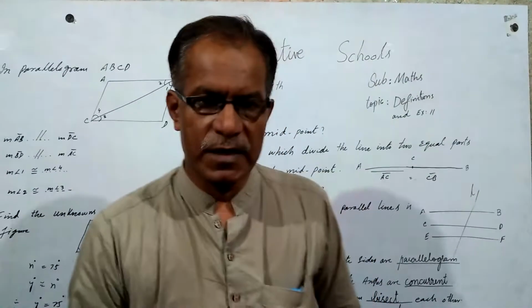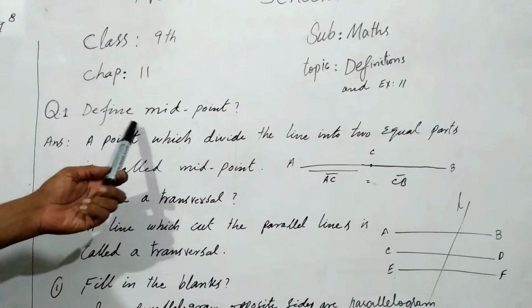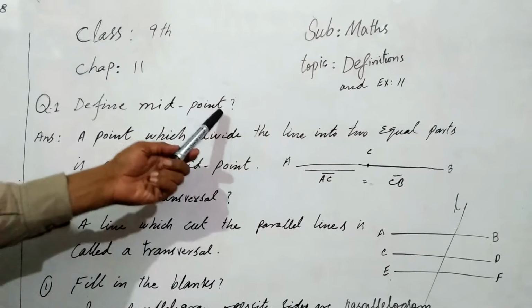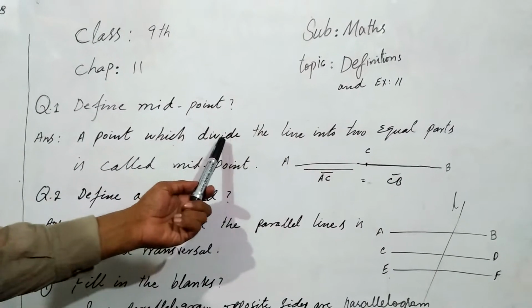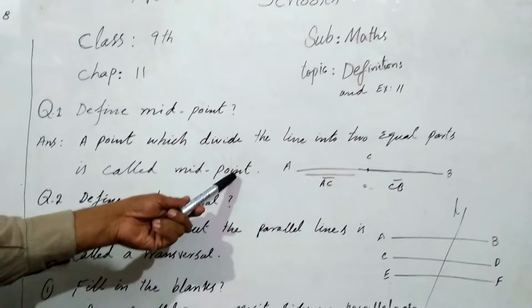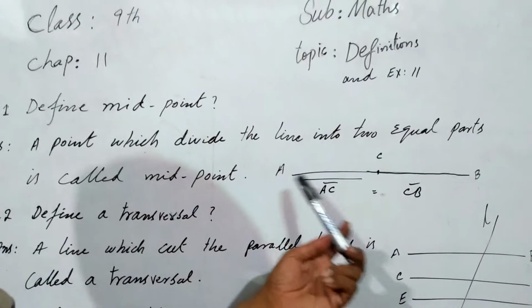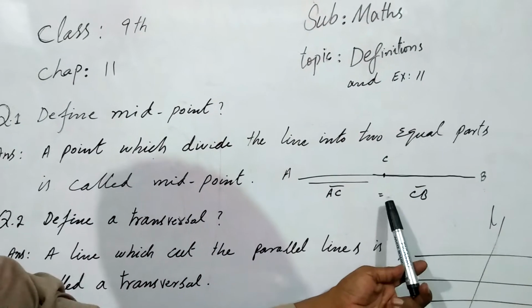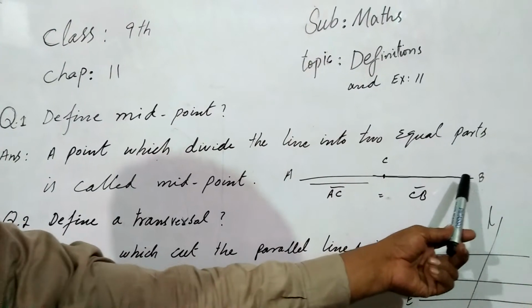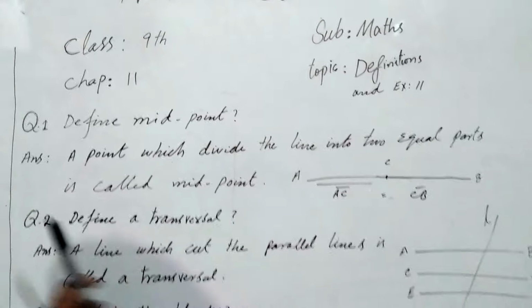So let us start our lecture. First definition is define midpoint. A point which divides the line into two equal parts is called midpoint. As AB is a line, if AC equal to CB, then C is called the midpoint of line AB.